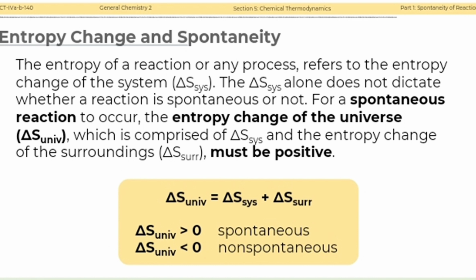For a spontaneous reaction to occur, the entropy change of the universe, delta S of the universe, which is comprised of delta S of the system and the entropy change of the surroundings, or delta S of the surroundings, must be positive or greater than zero. If it's negative or less than zero, the reaction is non-spontaneous.